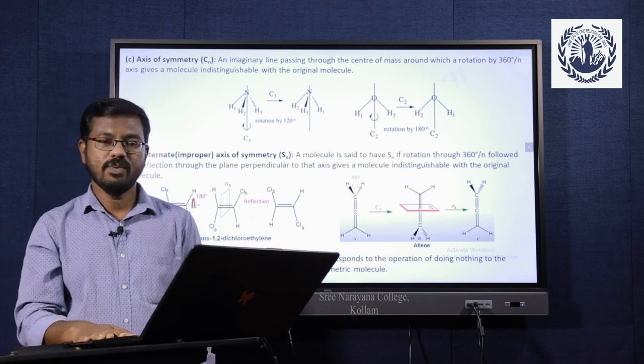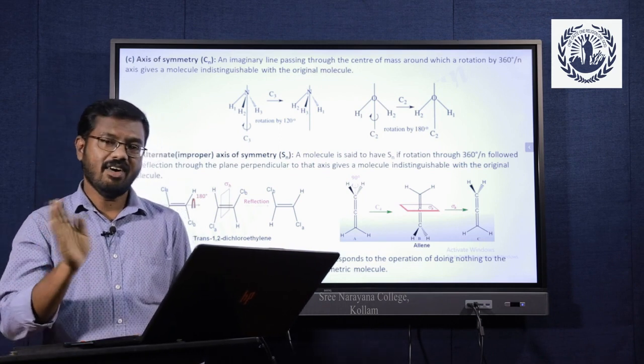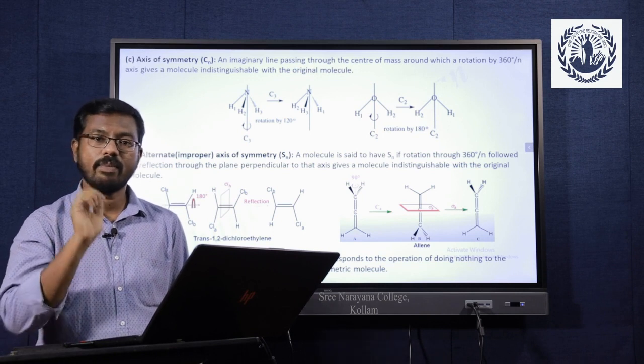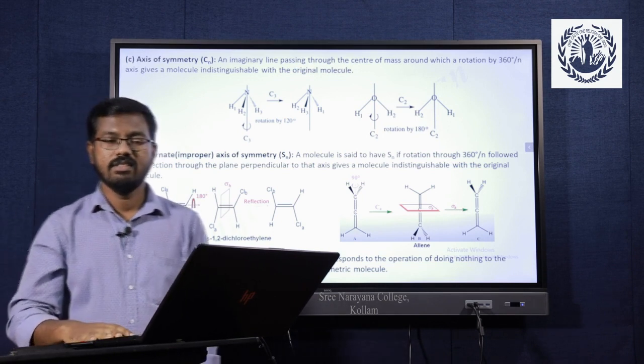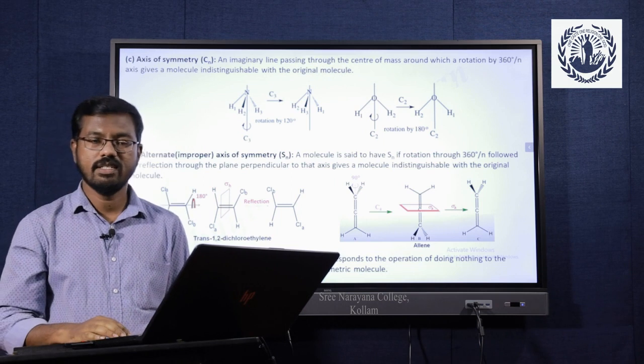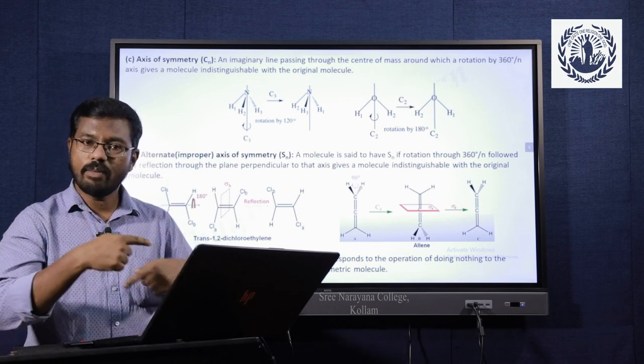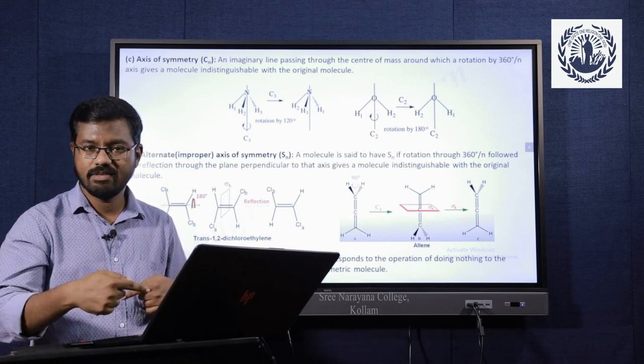Now, next is the alternate axis of symmetry, or improper axis of symmetry. Here, similar to the axis of symmetry, we rotate the molecule about an axis by 360 by n.